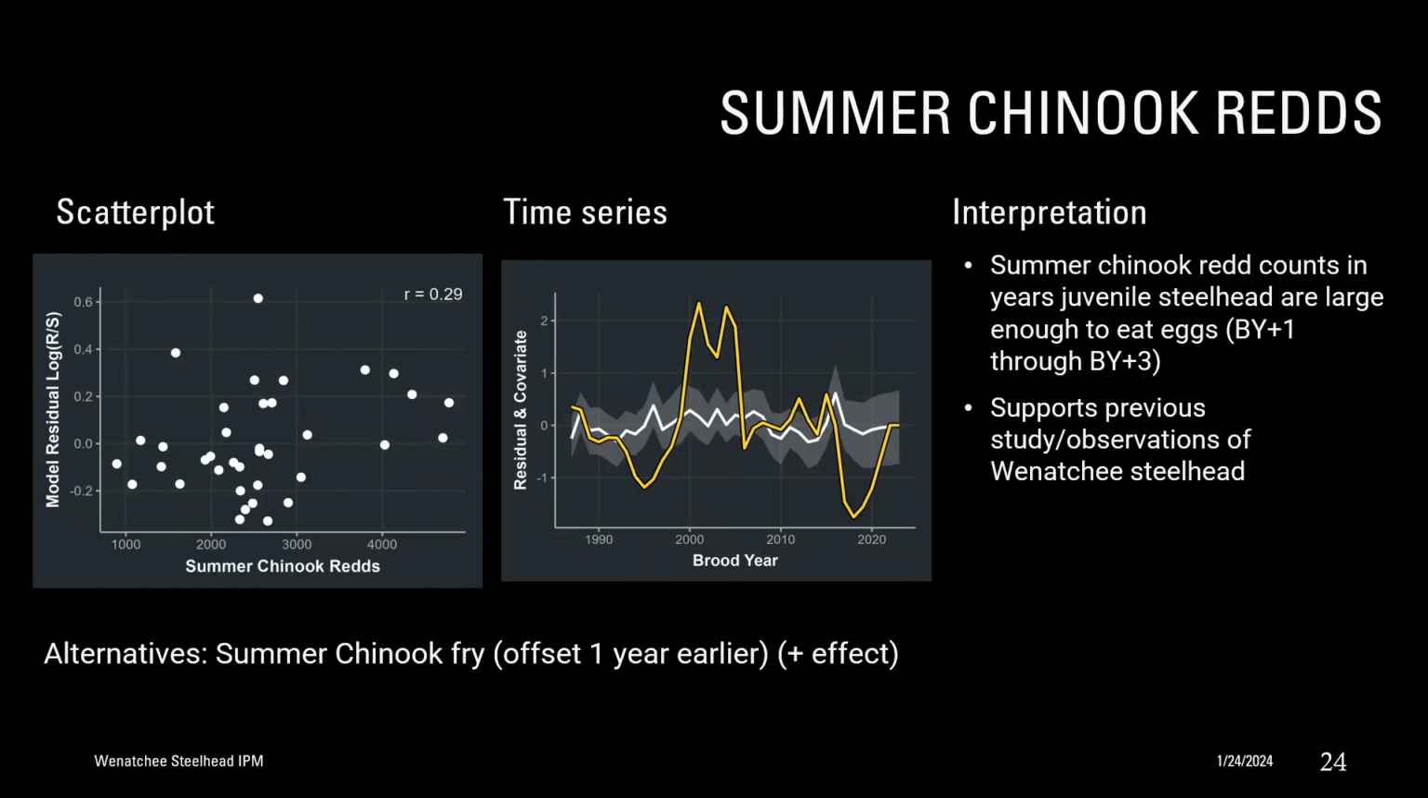Lastly, Tom DeGroza brought to my attention some previous work he did on the Aniat River, which showed that juvenile steelhead were benefiting from eating summer Chinook eggs. This model is at least hinting at a population level signal of that effect in the Wenatchee, but again, kind of faintly.